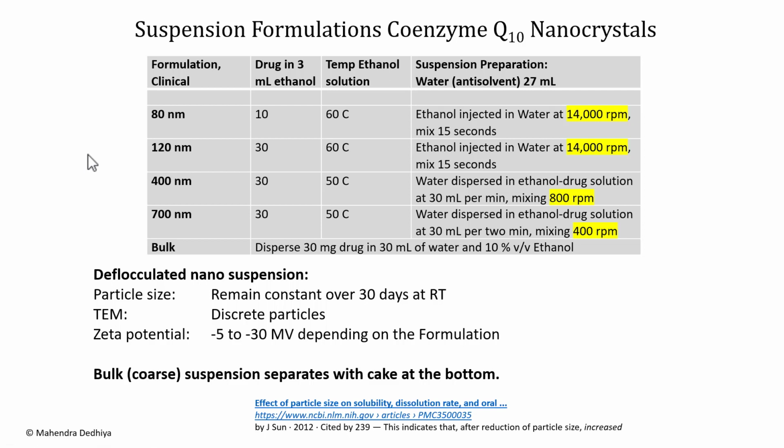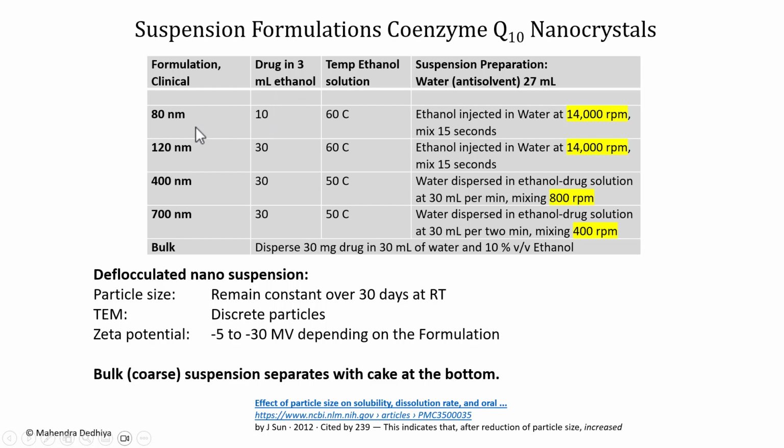A suspension formulation of coenzyme Q10 nanocrystal is evaluated to see the effect of active particle size compared to bulk and the commercial product of coenzyme Q10. The preparation of this product is by the anti-solvent method. In the anti-solvent method, the drug is dissolved in a solvent and then anti-solvent is added to produce crystals which then are suspended into the vehicle. In this case, the drug is dissolved in 3 milliliters of alcohol.